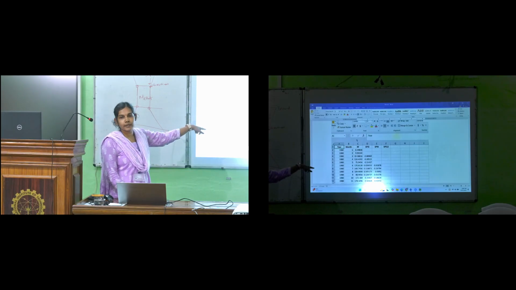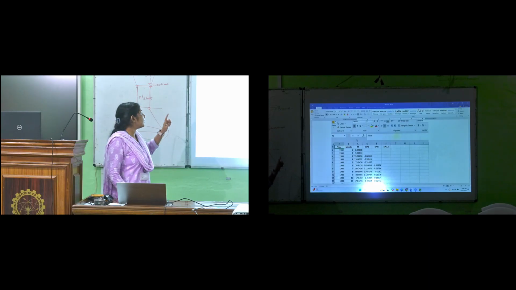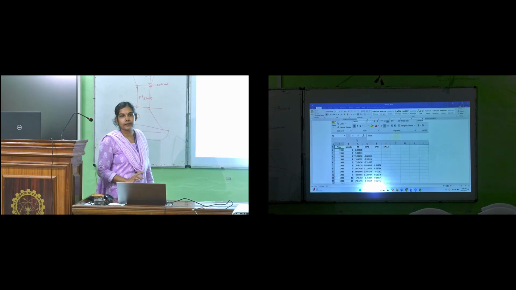So this is the expected output. I prepared that output Excel sheet and the output you will get like this: year, month, rainfall, SPI 3, SPI 6 and SPI 12. Here SPI 3 is fitted to gamma distribution. SPI 6 and SPI 12 are fitted to log logistic distribution. In that way you can calculate SPI 3, SPI 6 and SPI 12.